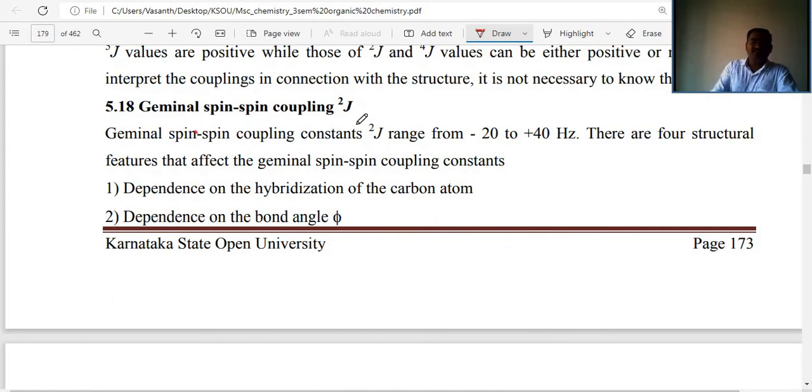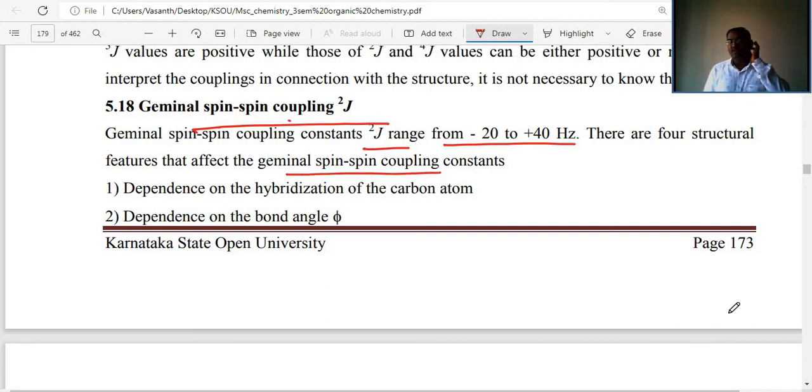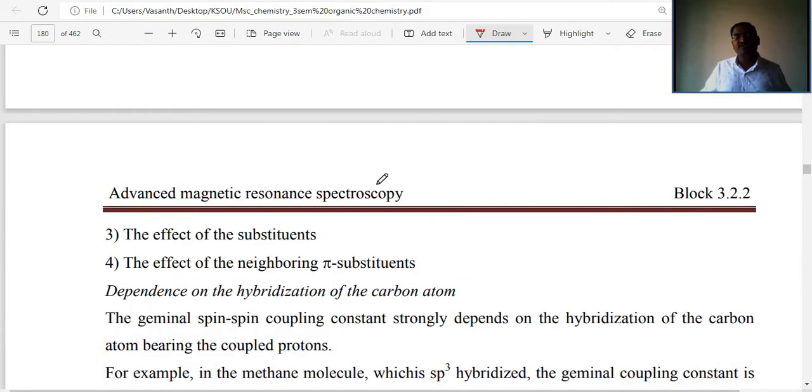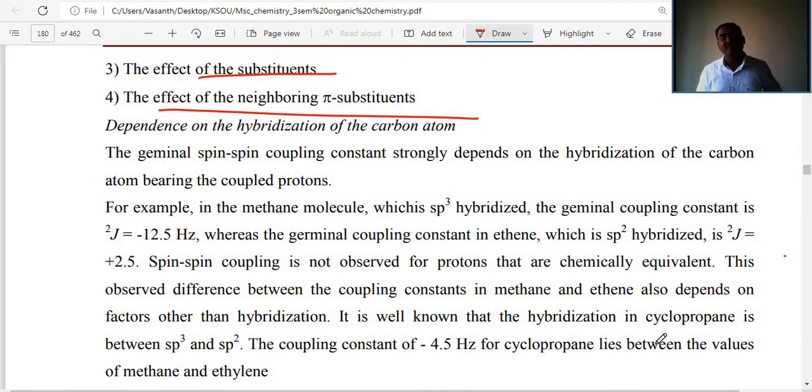Next, we'll move on to geminal spin-spin coupling. In geminal spin-spin coupling, the constant 2J ranges from minus 22 to plus 40 Hertz. There are four structural features that affect the geminal spin-spin coupling constant. One is the dependence on the hybridization of the carbon atom, the dependence on the bond angle, the effect of the substituents, and finally the effect of the neighbors by substituents.